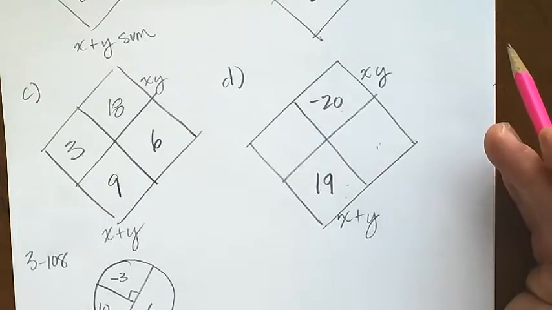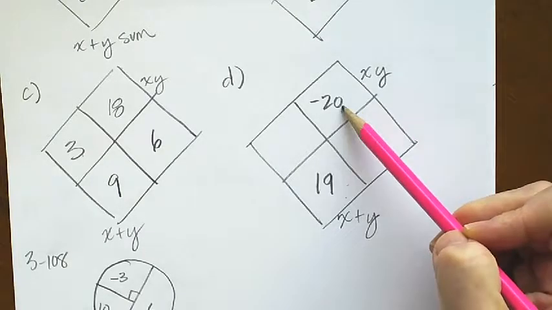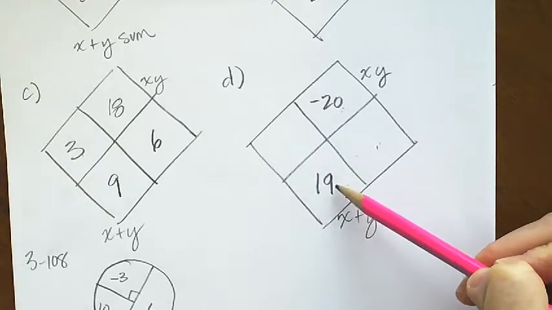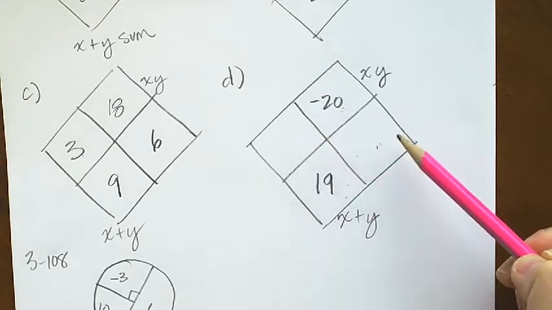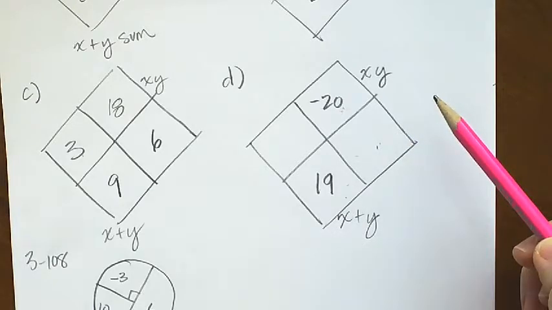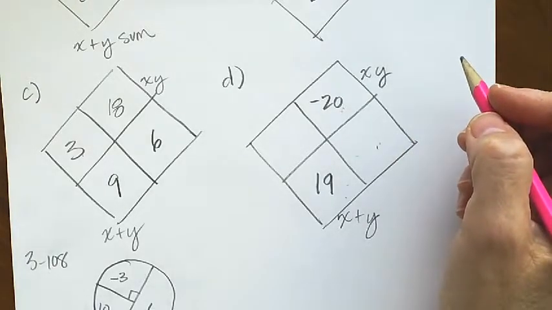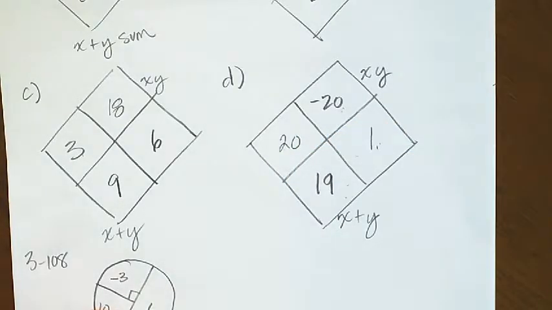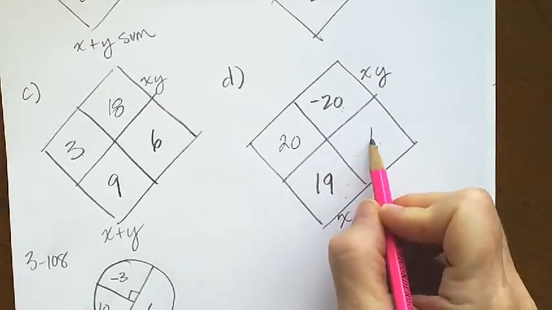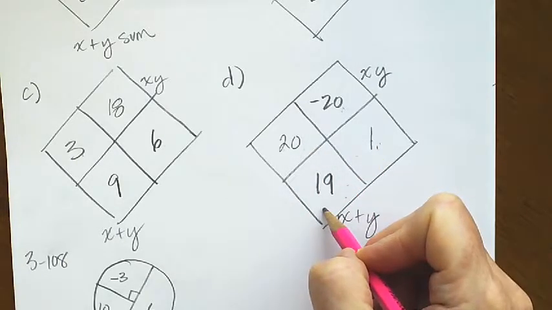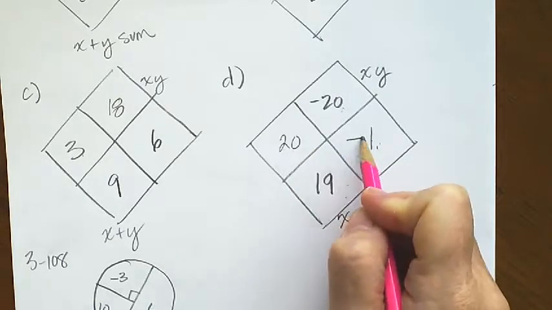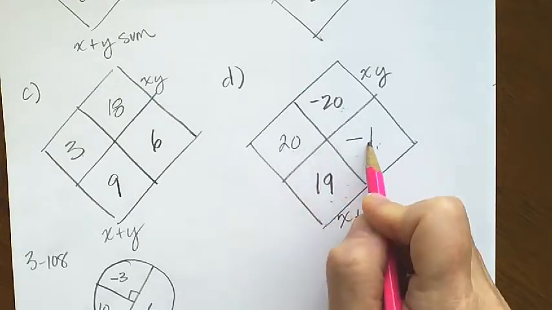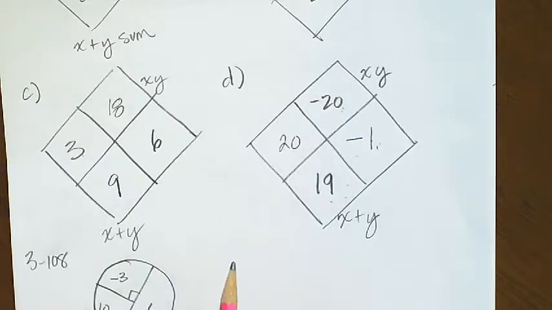So think about other factors of 20. 10 and 2 will multiply to give you 20, but is there any way to add those two, one of them being negative, and get positive 19? No. So the other factors of 20 would be 20 and 1. So it's got to be 20 and 1, and we just need to figure out which one would have to be negative in order to add these two together and get a positive 19. Well, positive 20 and negative 1 is positive 19. Positive 20 times negative 1 is negative 20.